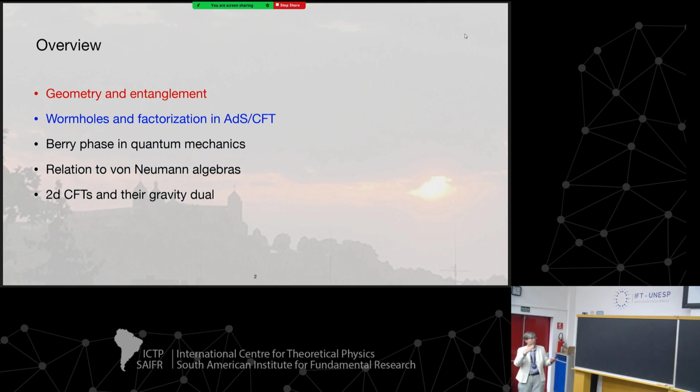And while most of the talk is really about quantum mechanical systems, in the second part I will also turn to two-dimensional conformal field theories and their gravity duals in this context.